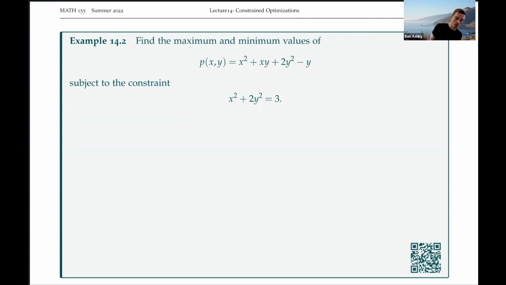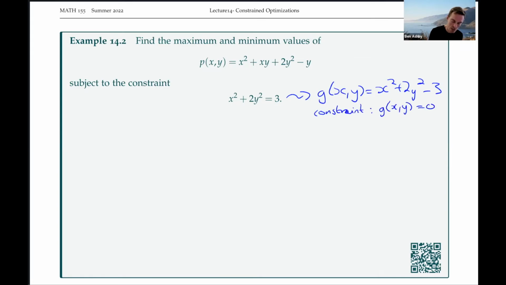Okay, let's step through another example now. Here we're asked to find the maximum and minimum values of this function p of x, y. It doesn't matter that it's a p, I just changed it from being an f. So p of x, y is equal to x squared plus xy plus 2y squared minus y, but we want to do this subject to the constraint x squared plus 2y squared is equal to 3. The first thing we can do is relabel this constraint as g of x, y equal to x squared plus 2y squared minus 3. This gives us our constraint that we want g of x, y to be equal to 0.